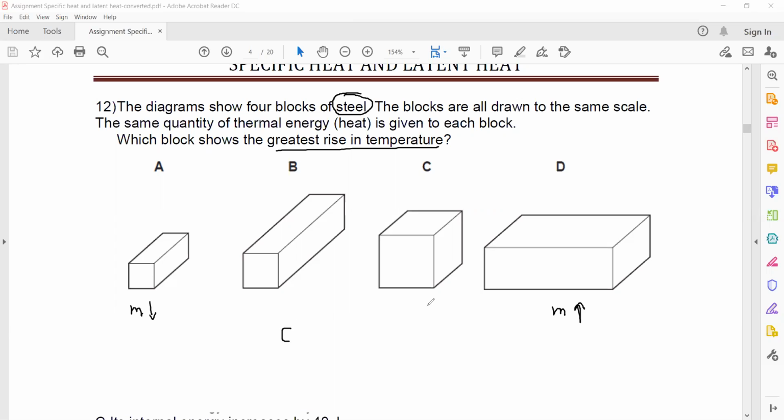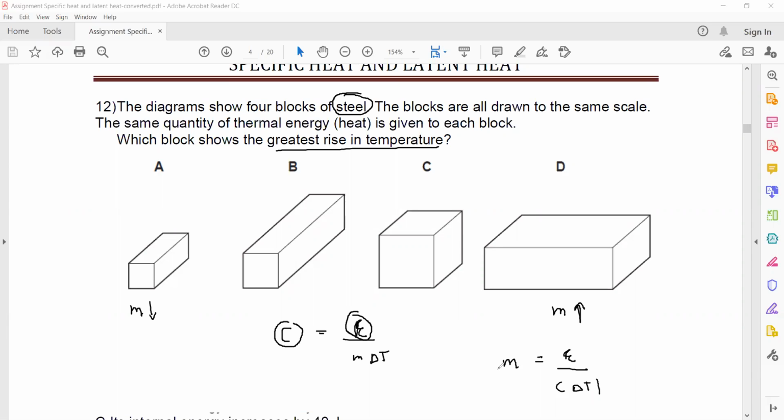If we supply the same amount of energy, we have the formula: specific heat capacity is energy divided by mass times change in temperature. So I can find a relation between mass and change in temperature, because the objects are made of steel, so specific heat is constant. We give them the same energy, so energy is also constant. What is the relation between temperature change and mass? When I rearrange the formula, temperature change and mass are inversely proportional.